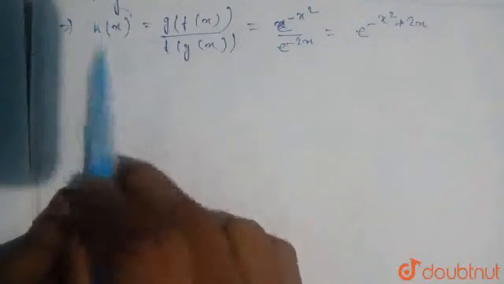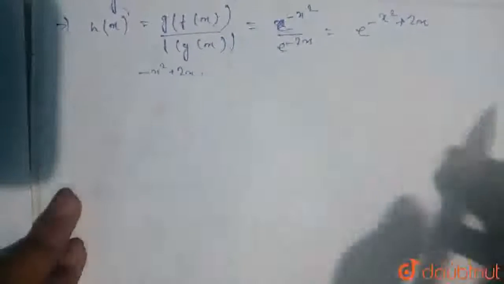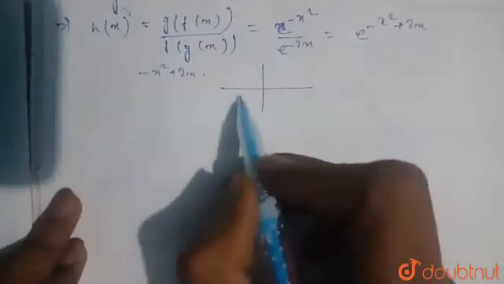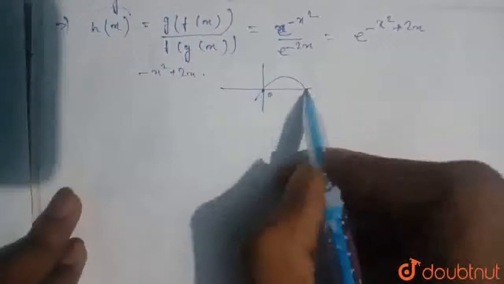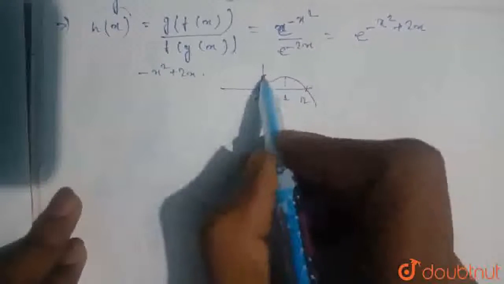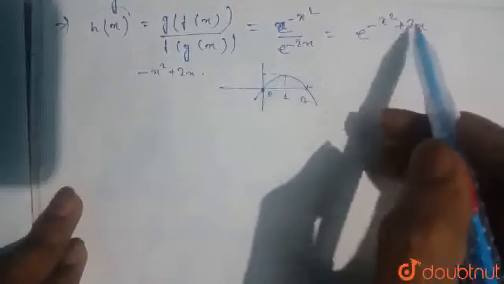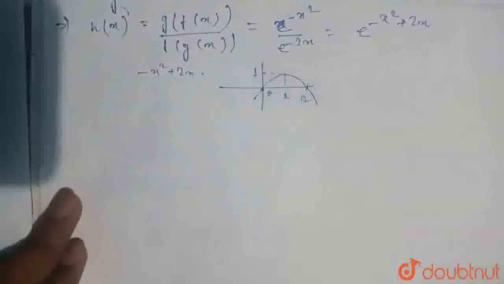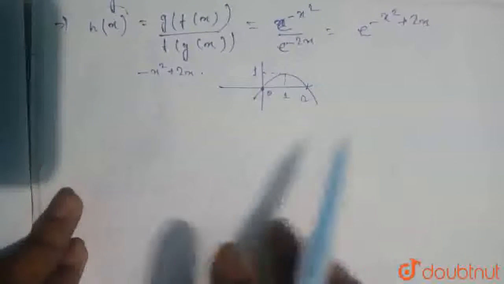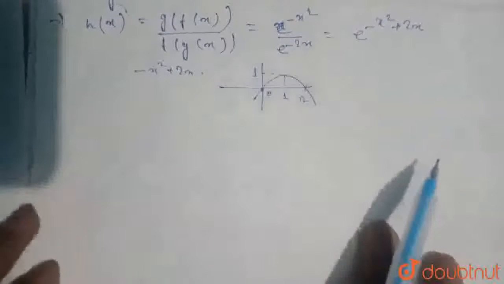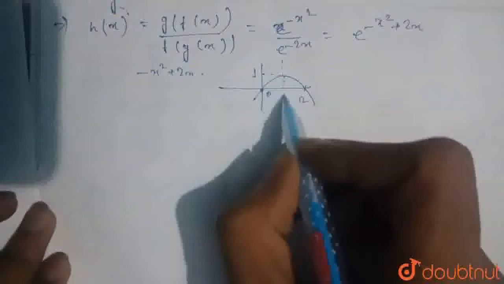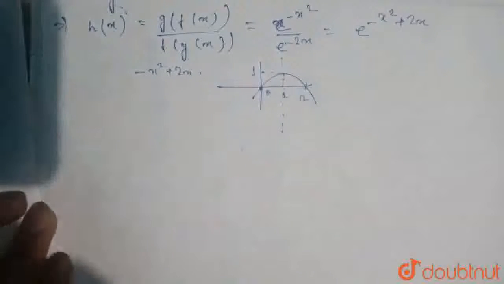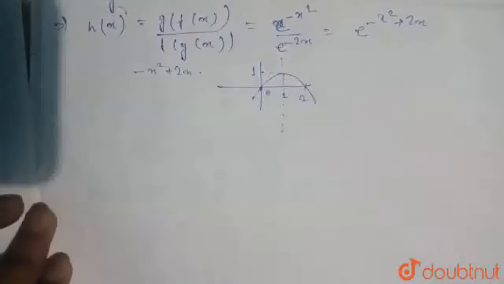We have to draw the graph of h(x). You can see that for minus x square plus 2x, the graph will be like this. One of the zeros will be 0 and the other zero will be 2. The midpoint will be at 1 and the value will be 1. The range will be minus infinity to 1. Now we can see that the graph of this is symmetric about x equals 1, isn't it? The value on this side is equal to the value on that side.